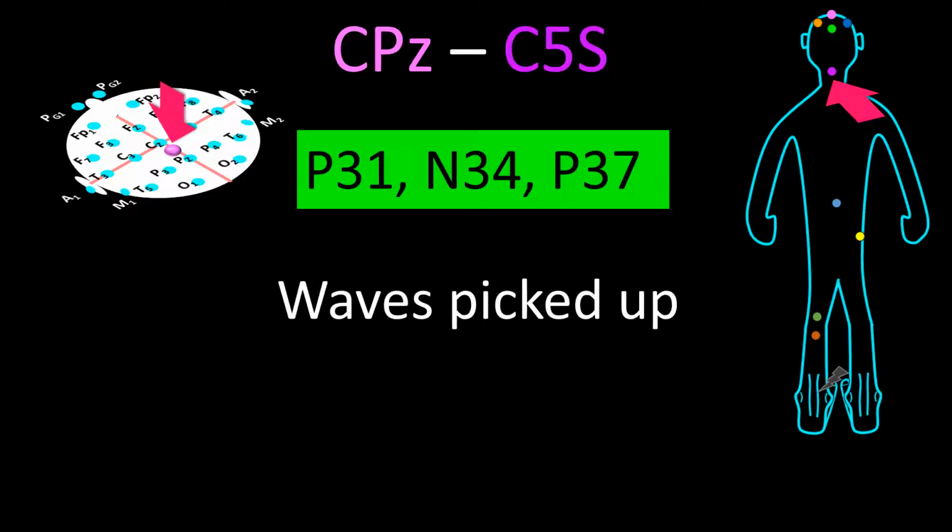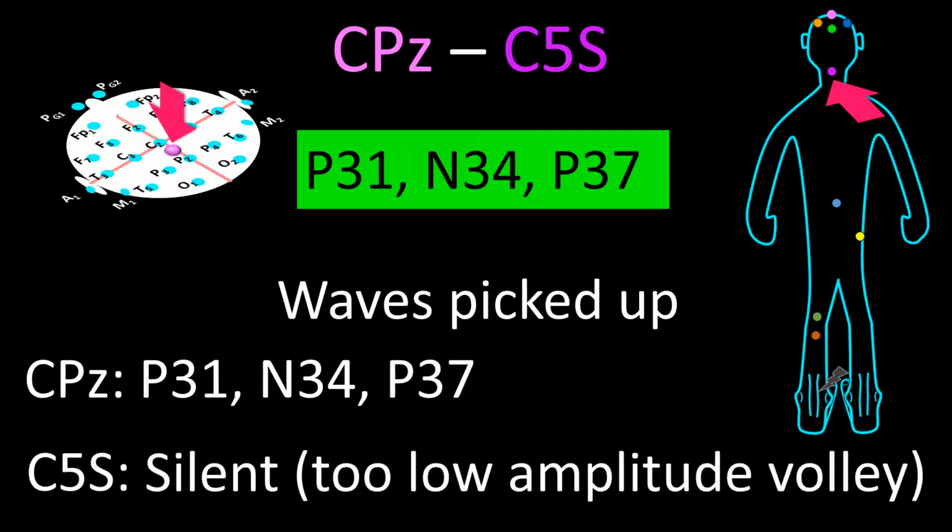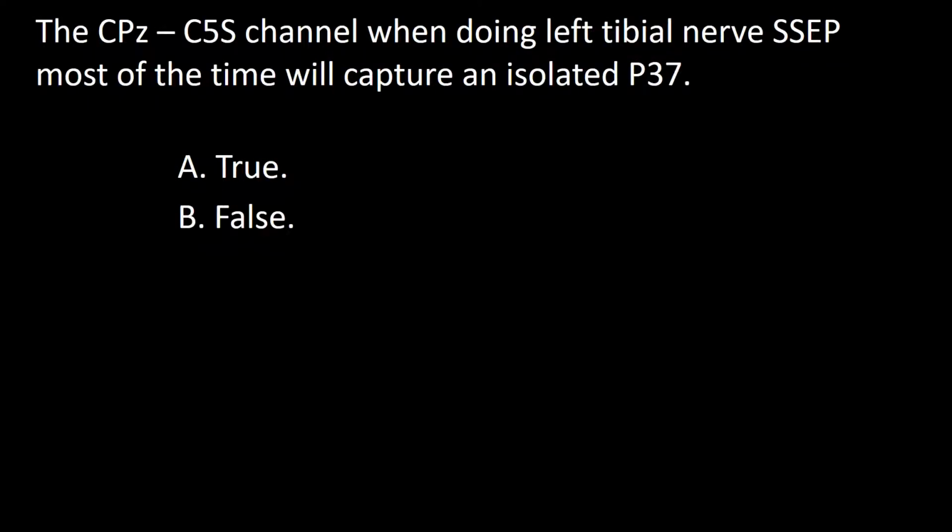The waves picked up by CPZ are all the waves that I just mentioned before, whereas C5S does not add any wave since it is a silent electrode. So the answer to this question is B.